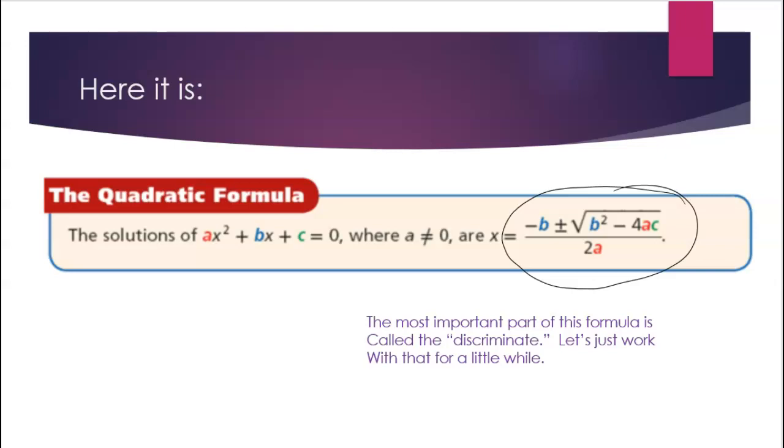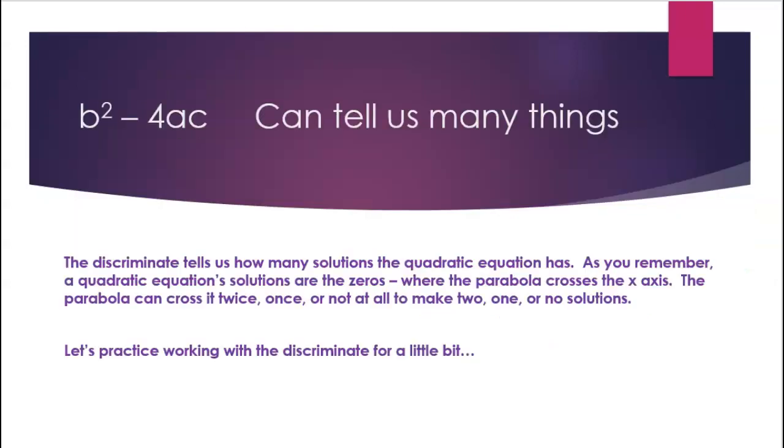But there's one more important part of this than anything else, and it's right here under the hood. B squared minus 4ac. This little part of the quadratic formula is very, very important. We call it the discriminant. It's just b squared minus 4ac, and it can tell us many things. But basically it tells us how many solutions a quadratic equation has. So we're going to practice playing with the discriminant here for a little while.